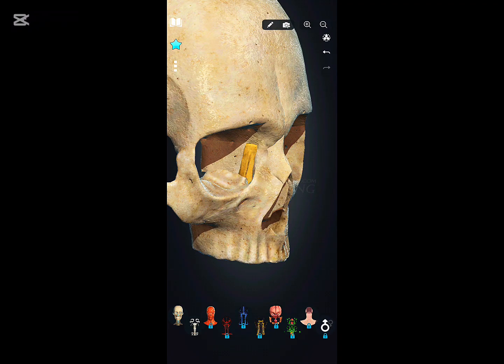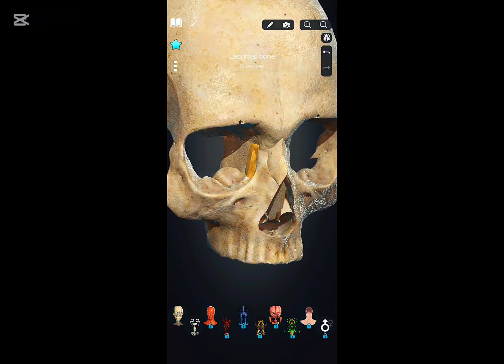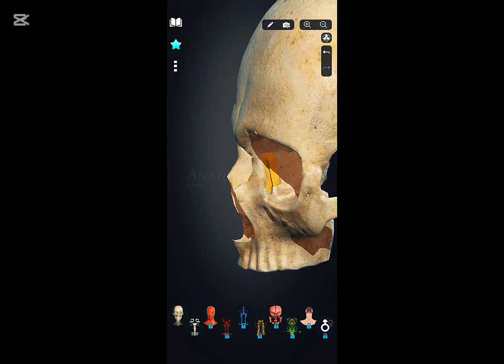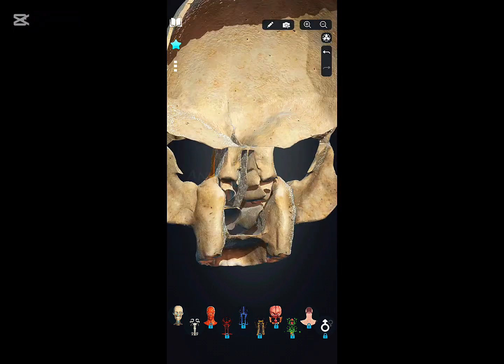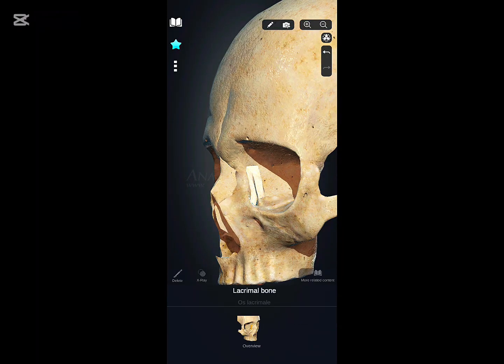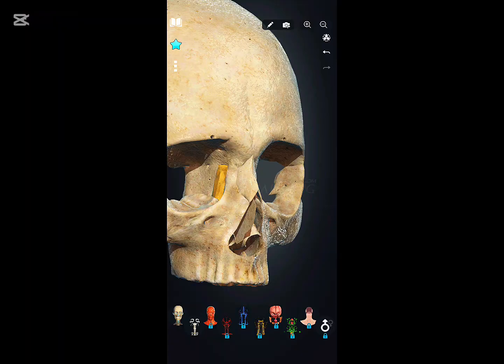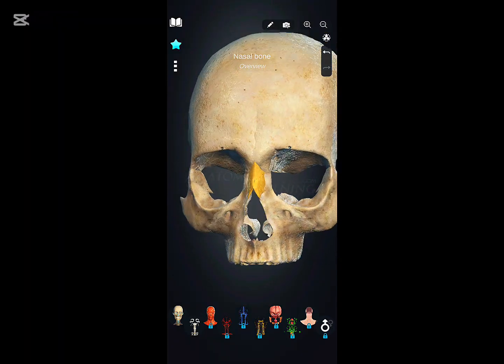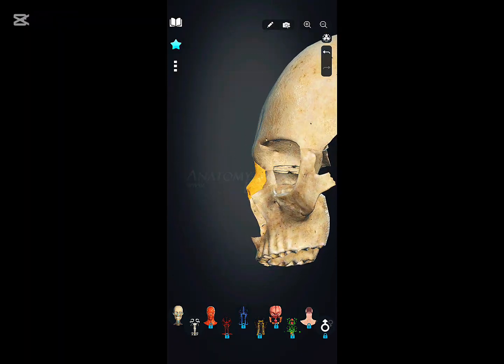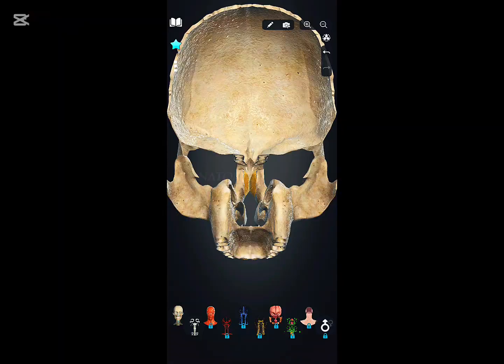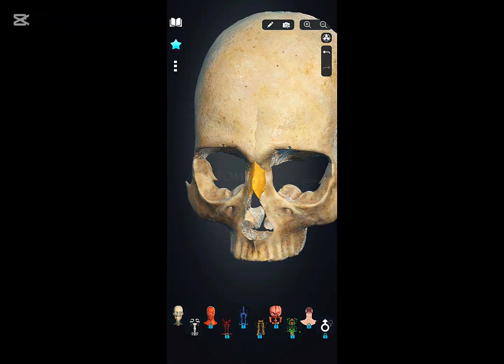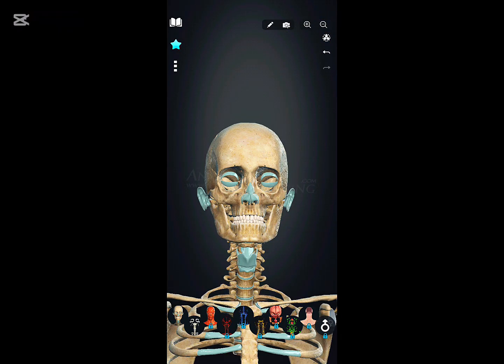7. Os lacrimal, lacrimal bone, 2 bones. Function: protects the lacrimal canal in the corner of the eye. Articulates with: superiorly os frontale; laterally maxilla; posteriorly os ethmoide. 8. Os nasal, nasal bone, 2 bones. Function: forms the bridge of the nose. Articulates with: posteriorly os frontale; laterally maxilla.